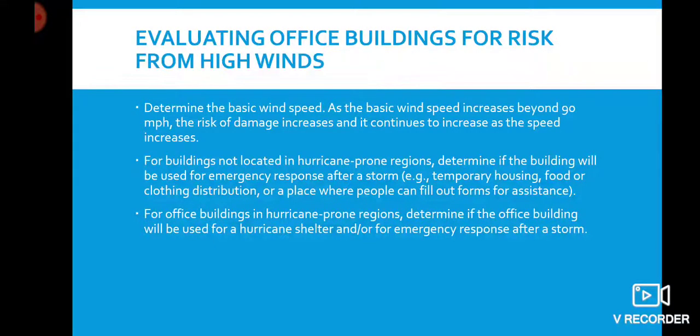Secondly, for buildings not located in hurricane-prone regions, determine if the building will be used for emergency response after a storm. For example, temporary housing, food or clothing distribution. If so, refer to the design, construction, and maintenance enhancements recommended for office buildings in hurricane-prone regions. Thirdly, for office buildings in hurricane-prone regions, determine if the office building will be used for a hurricane shelter and/or for emergency response after a storm. If so, refer to the design, construction, and maintenance enhancement recommendations.